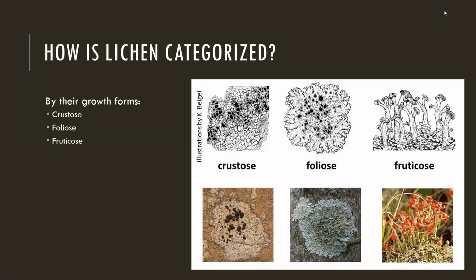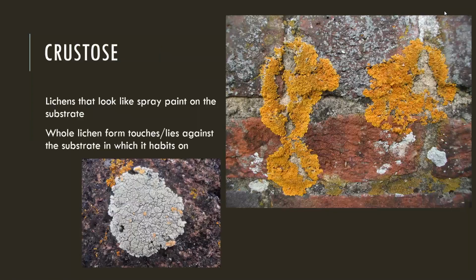So lichen is categorized in three ways, and it's by their growth form. So you have the crustose, foliose, and fruticose forms. Crustose is lichen that looks like a scab on the substrate. So it grows flat against the substrate. It doesn't really peel off that much. So it's just going to be flat against it. It'll look like spray paint. And you can find it growing on rocks and trees.